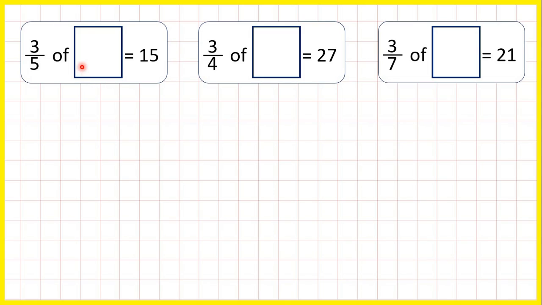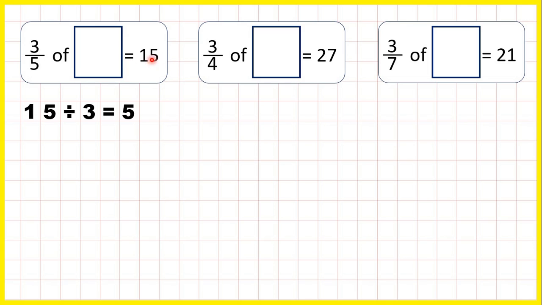So we know that normally to find a fraction of a number, we divide by the denominator, then multiply by the numerator. But here we've got missing number problems, so we need to do it the other way round. So our first question, 3/5 of what is 15?